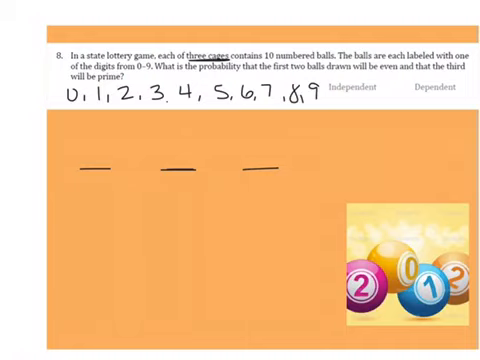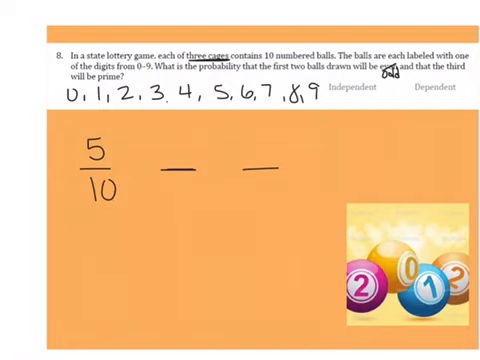So we want to find the probability that the first 2 balls drawn are going to be even and the third is going to be prime. So if I'm looking at this, I actually think that you guys have one that says odd. So we're going to find the probability that the first 2 balls are going to be odd and then the third one's going to be prime. So first ball being an odd number, well, we have 1, 3, 5, 7, and 9. So that is 5 different numbers out of 10 total balls.